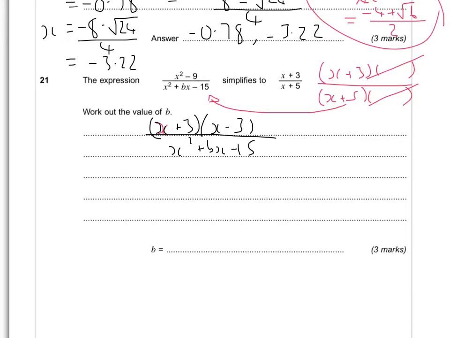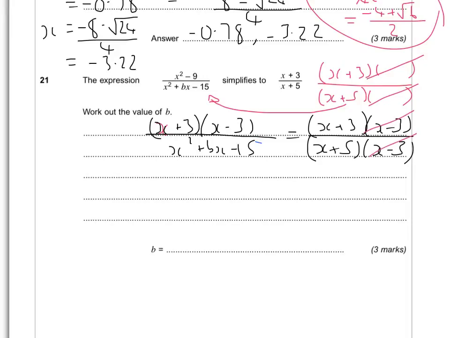Now something has cancelled out to just leave this x plus 3. So it must have been an x minus 3. This missing thing which disappeared was an x minus 3. So there must have been an x minus 3 on the bottom line. I now know that this must be x plus 3, x minus 3, x plus 5, x minus 3. In a second, those are the things which cancel out.